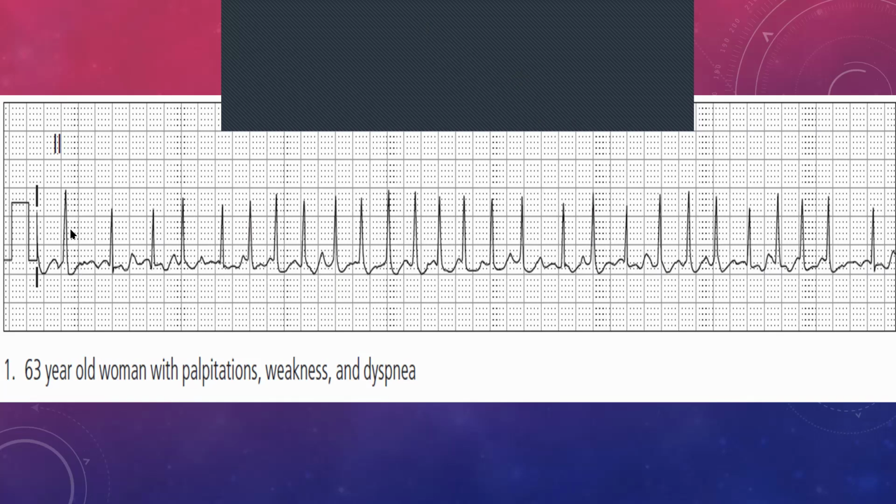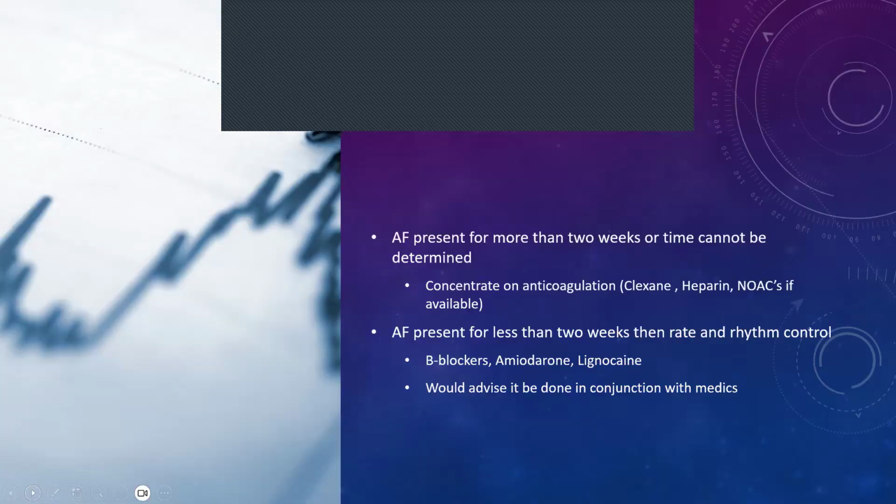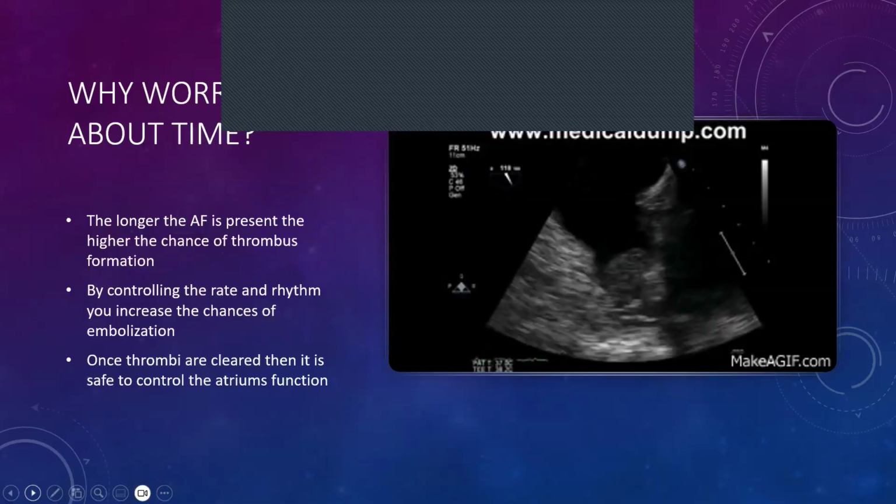The main difference is the regularity. So in SVT, you have an absolutely regular rhythm, and in an AFib, you have an absolutely irregular rhythm. So that's just an example. Like I say, I hope that makes sense. The AFib is one of the easiest things to pick up.